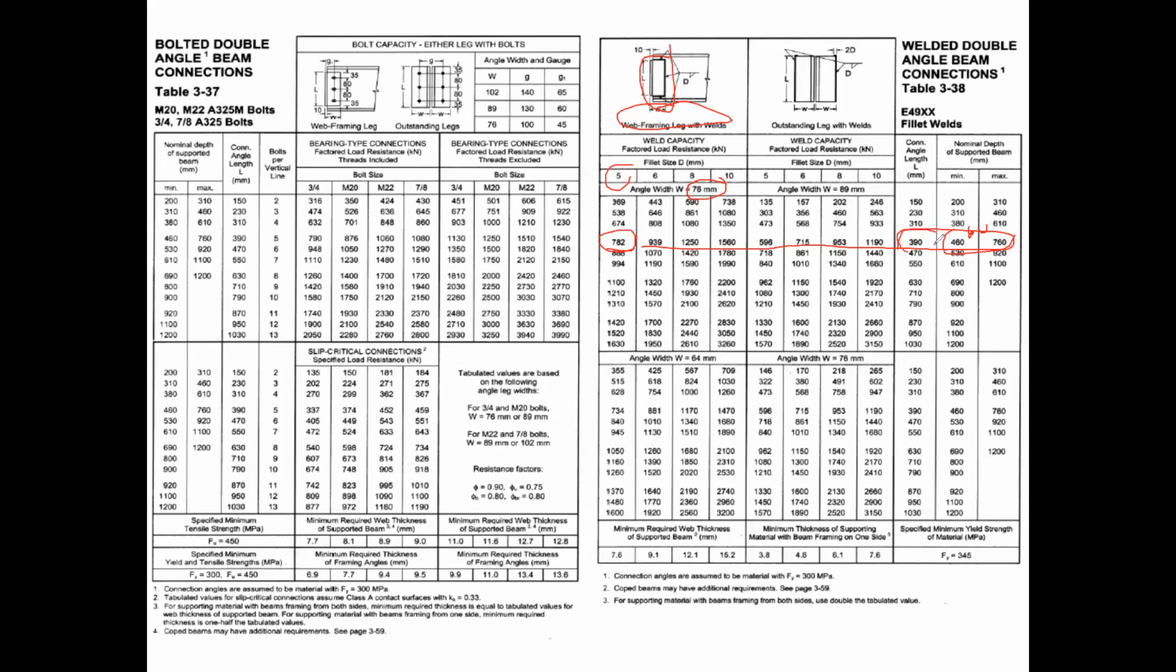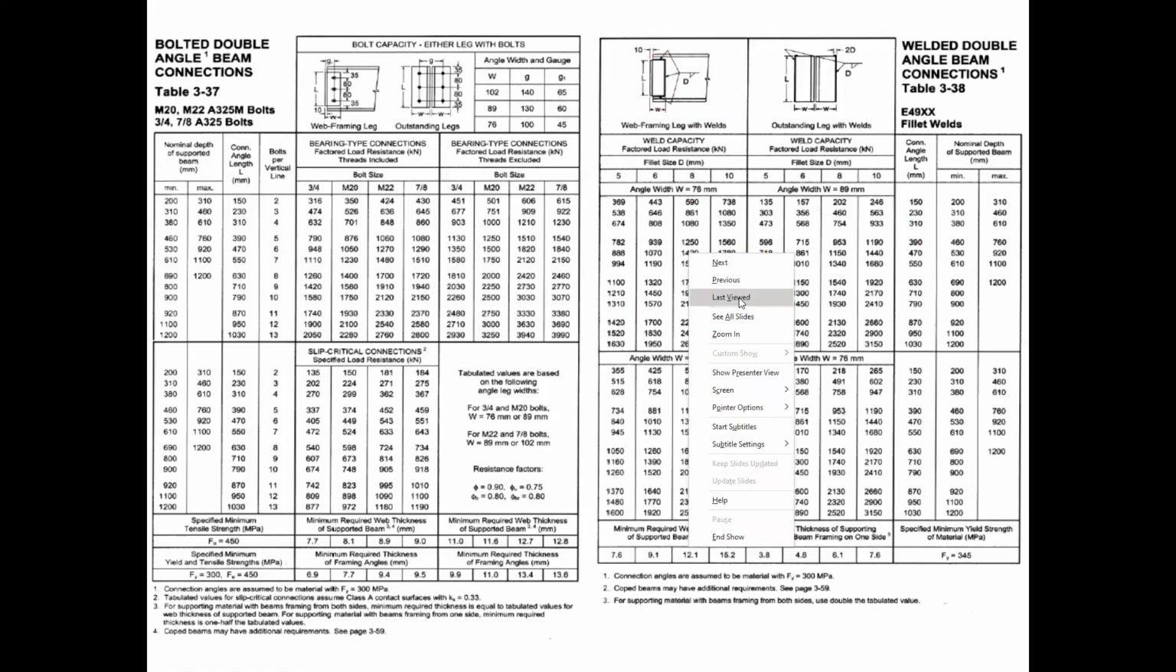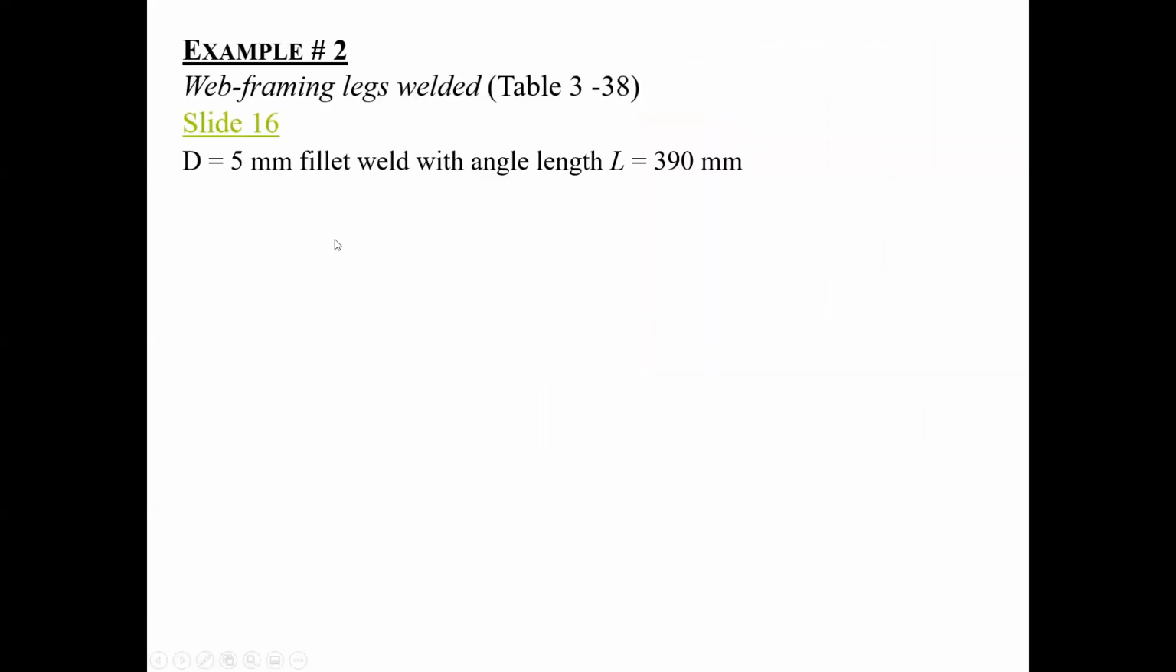And therefore that establishes the length of our angle. And then of course, when I come to this side, that's what I'm going to be using to determine the number of bolts that I need here to see if it's okay. So for a 5mm weld L360, I have 782 greater than 720.